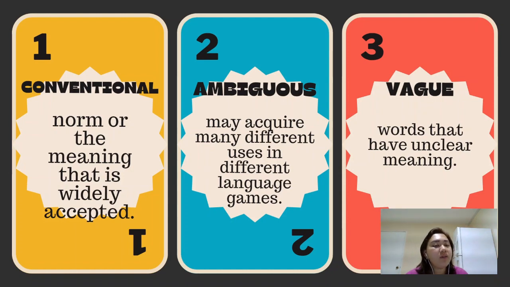Moving on, we have the word vague. Vague words are words that have unclear meaning. The terms some and many are used so loosely in many language games that they become vague.